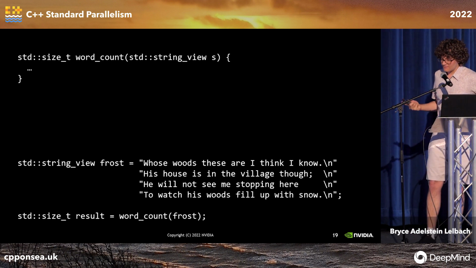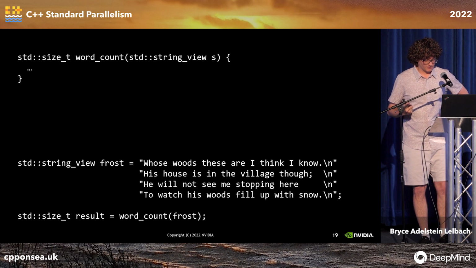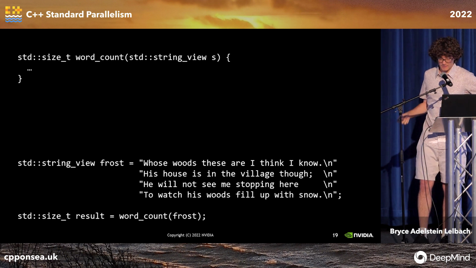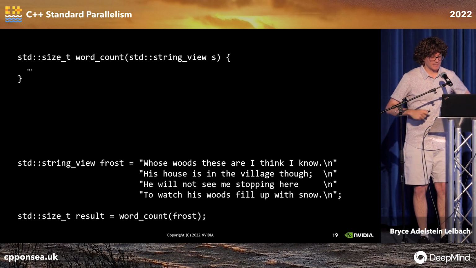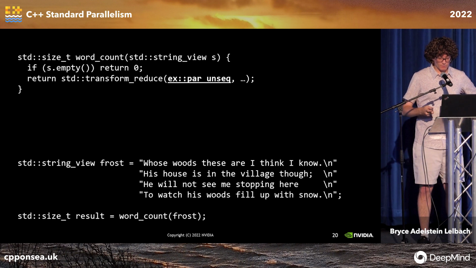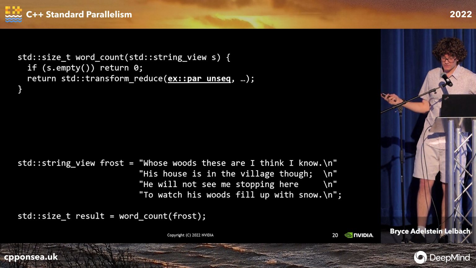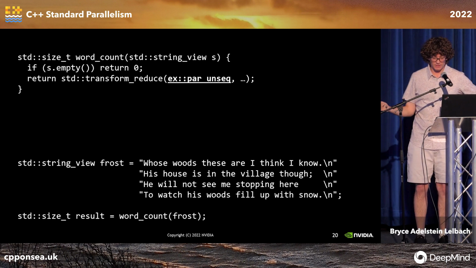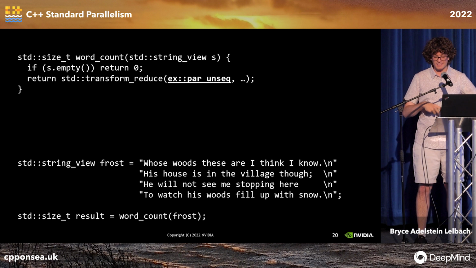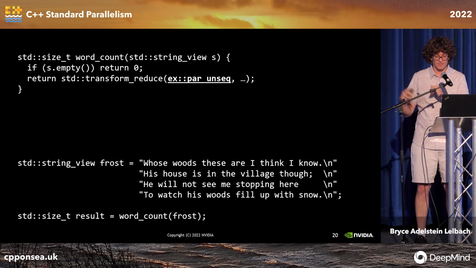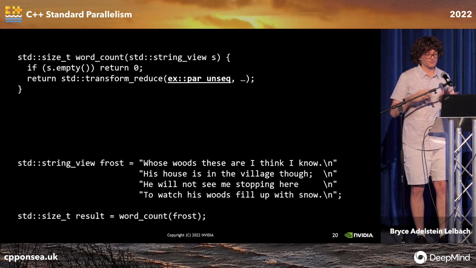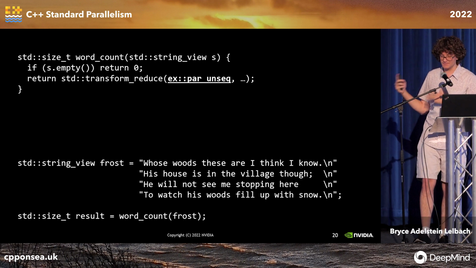So let me show you one of my favorite parallel algorithm examples, a parallel word count. So we're going to have this word count function. It's going to take a string view. And we can write this with a single parallel transform_reduce. So transform_reduce takes both a transformation operation and a reduction operation, and it applies the transformation to the inputs, which creates this sort of pseudo sequence. And then it uses the reduction operation to sum the results of those transformations. If you're familiar with MapReduce, this is C++'s form of it.